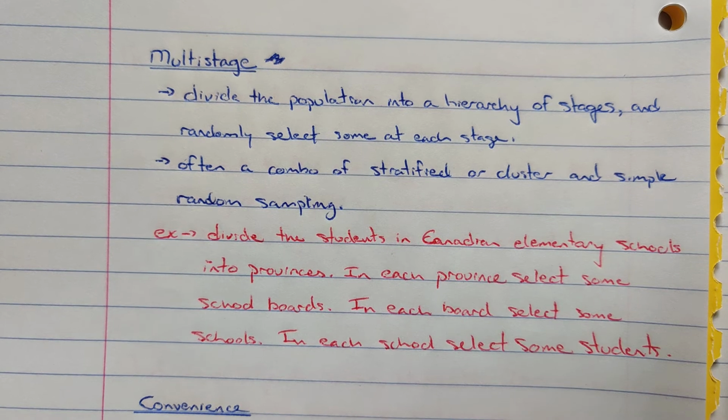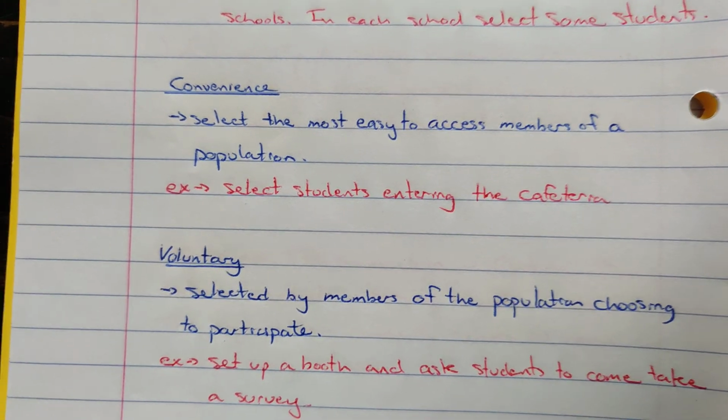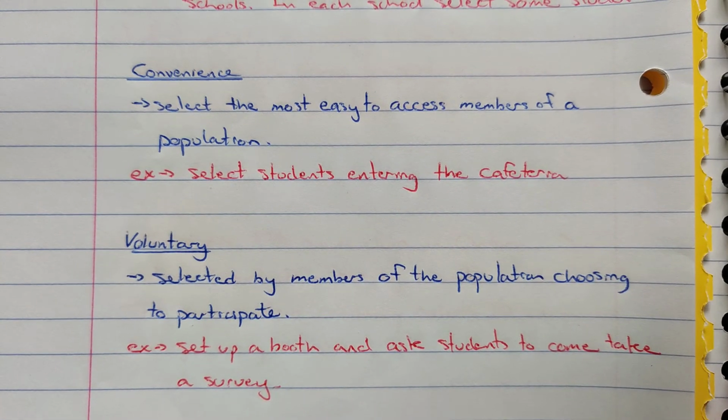And then 2 that tend to throw in more bias than most would be the last 2 here: convenience sampling and voluntary sampling. Convenience sampling occurs when we select the most easy to access members of a population, such as just selecting the students that are entering the cafeteria. So if you want to sample the students in the school, you just select whoever walks into the cafeteria. This would be convenient and easy to access, but again could provide more bias because there's only a certain set of students that might access the cafeteria, or that might be factored in depending on what the survey is looking for.